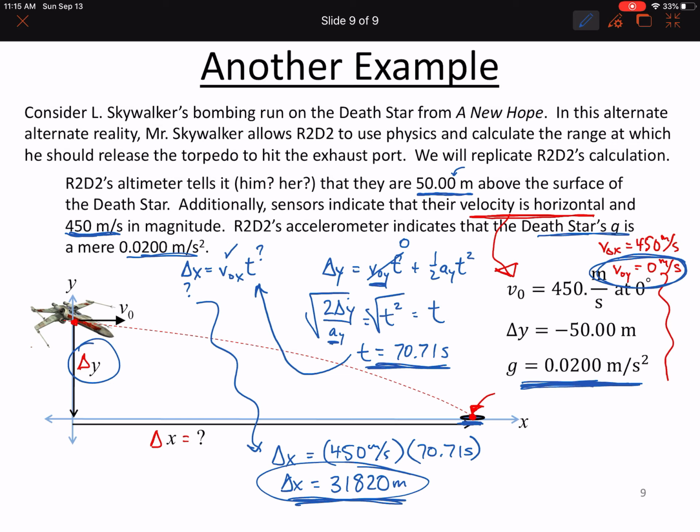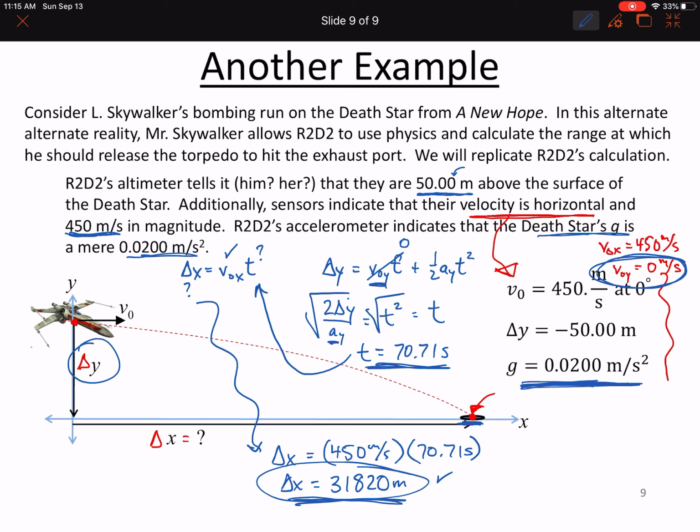The other thing here is this is 31.82 kilometers. It's probably beyond the horizon of the Death Star, so unless R2-D2 has some quite fancy sensors, this is unlikely to meet with success. It's probably best that Luke Skywalker used the Force on this one, and maybe they did this calculation. That's the way they wrote the movie. I'm sure that's what happened.